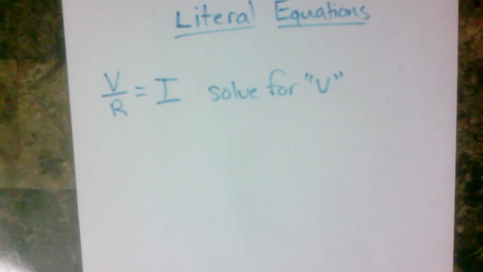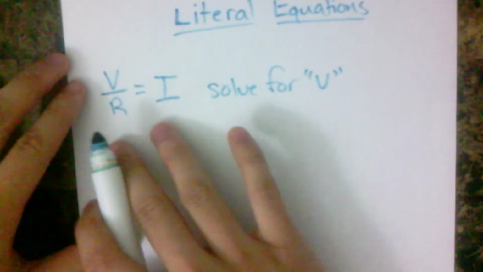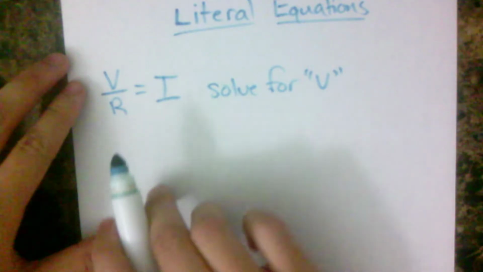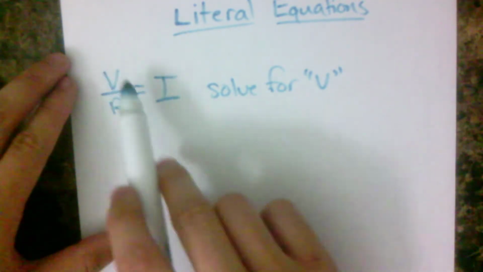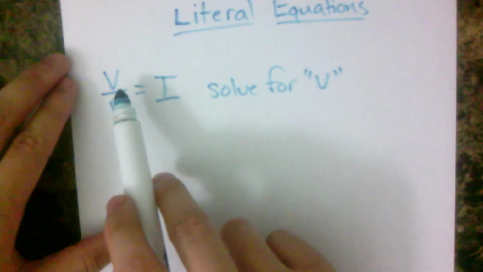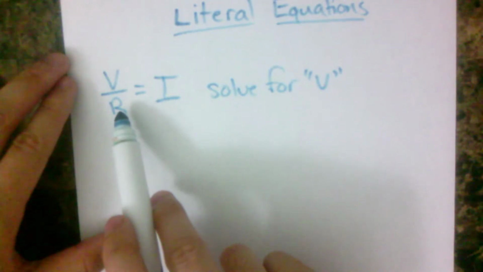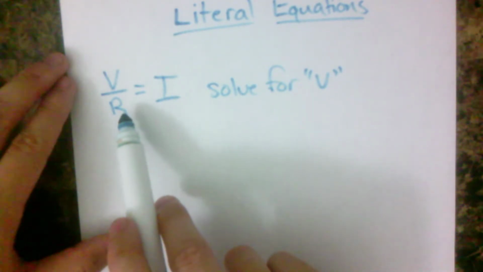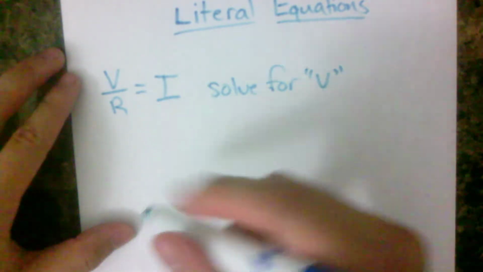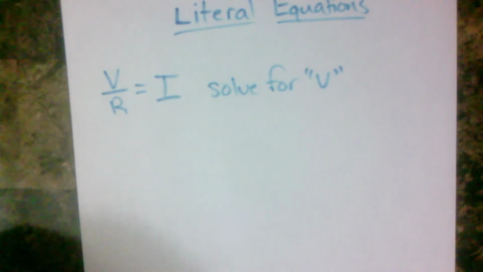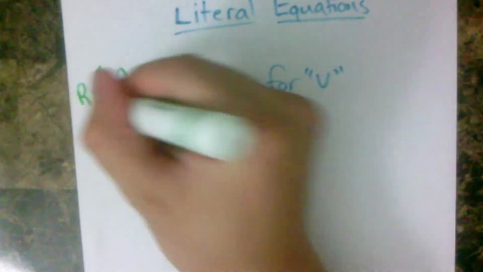This is one of the more basic literal equations. All you would do is take a look over at your formula and ask yourself, I need V all alone. So I need to get rid of whatever is not V on the left side of the equation. The only thing on the left side that's not V is this R. So how do I get rid of this R? You'll notice that's V divided by R. The opposite of division, you guys have told me before, is multiplication. So we're going to multiply both sides by R.